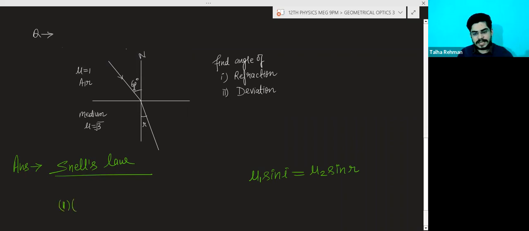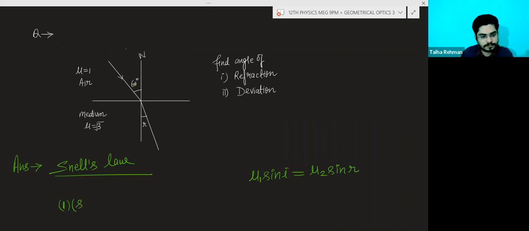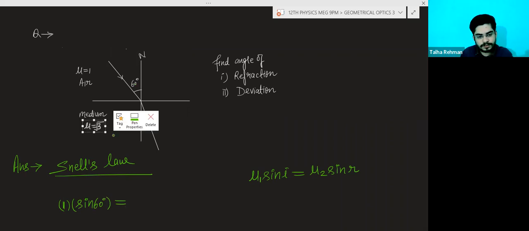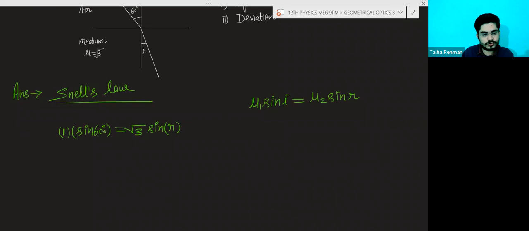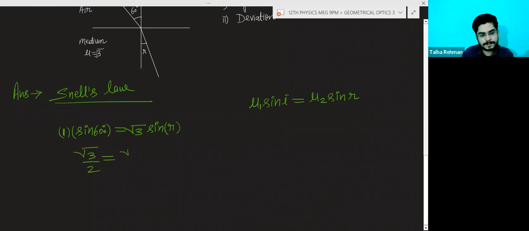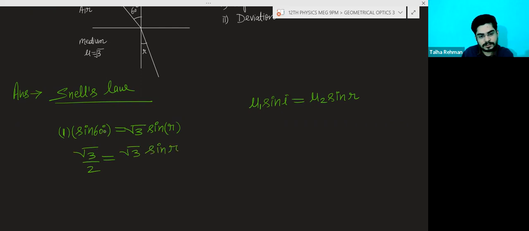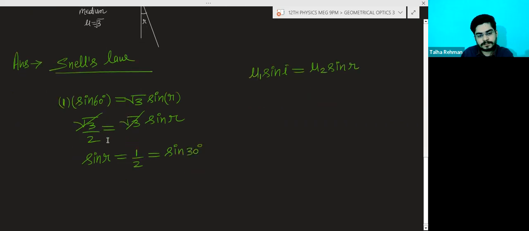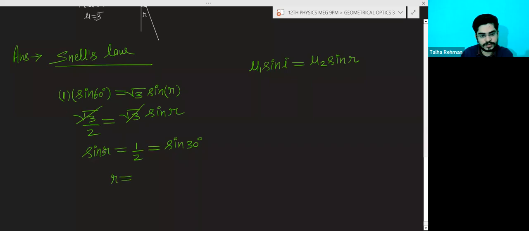And multiply that with the sine of the angle with the normal, which is sine 60 here. Is equal to, for the other medium, write the refractive index, that is root 3, and multiply it with the sine of the angle with the normal, that is sine r. Now sine 60 is root 3 divided by 2, and it is root 3 multiplied by sine r. So root 3 and root 3 will cancel out. Sine r is equal to 1 by 2, and 1 by 2 can be written as sine of 30 degrees. So the angle of refraction will be 30 degrees.